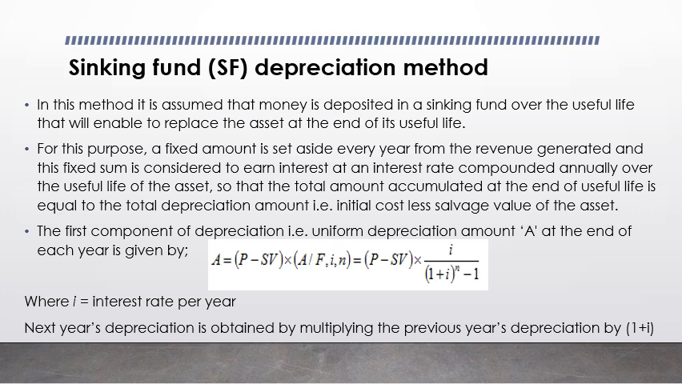Next year's depreciation is obtained by multiplying the previous year's depreciation by (1 plus i). So if this year's depreciation is say 2000 rupees, next year it will increase by a factor of 1 plus i. If i is 5%, then I have to multiply next year's depreciation by 1.05. That is how it is calculated.